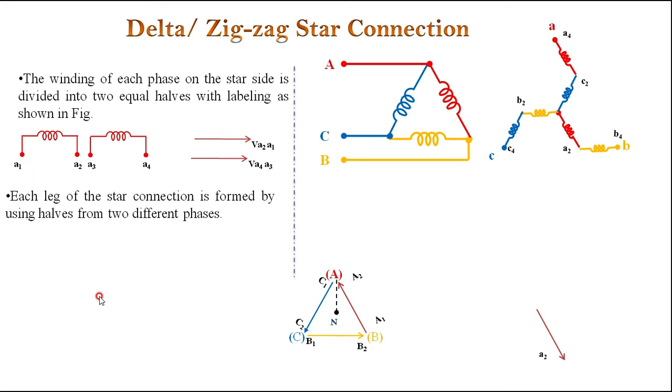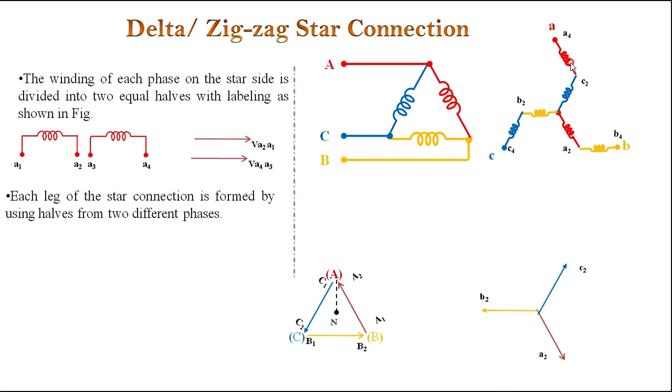Then we have to draw the vector diagram for the secondary winding. First you have to draw for the first half winding, that is A2, B2 and C2. Just look into that, that is the voltage, it is A2 here, B2 here, C2 here. The same thing I am drawing here. That is A2, that is in phase with this, B2 that is in phase with this, C2 that is in phase with the C2 winding.